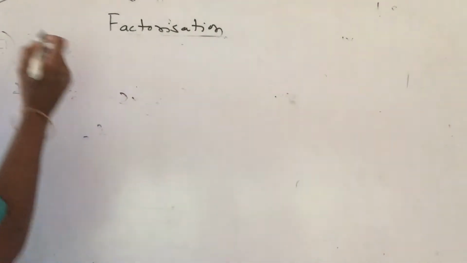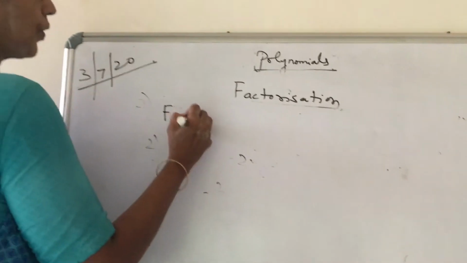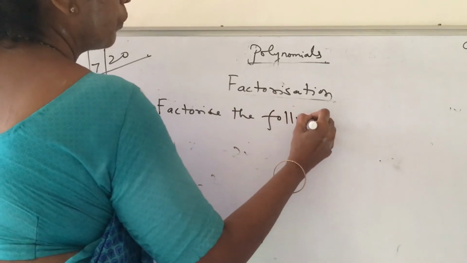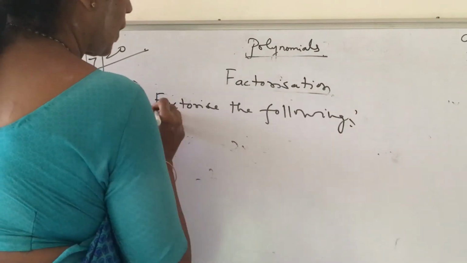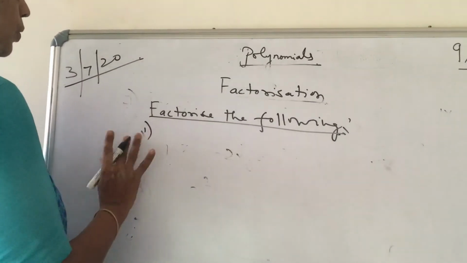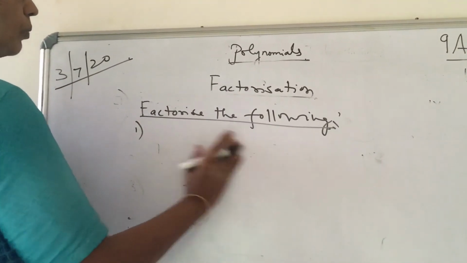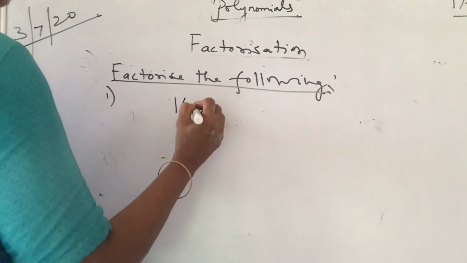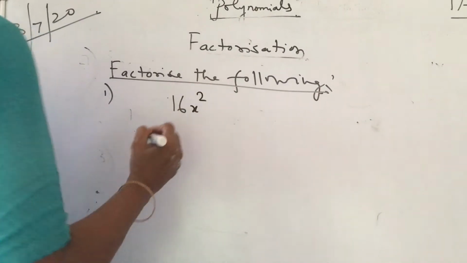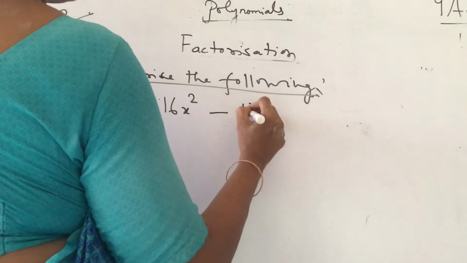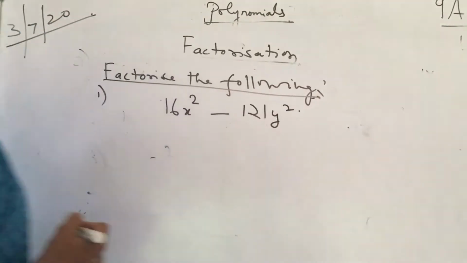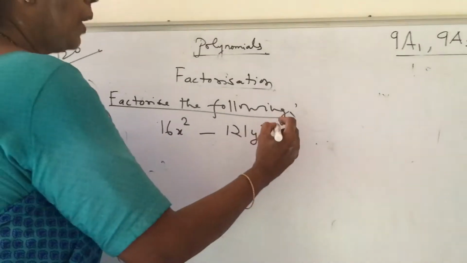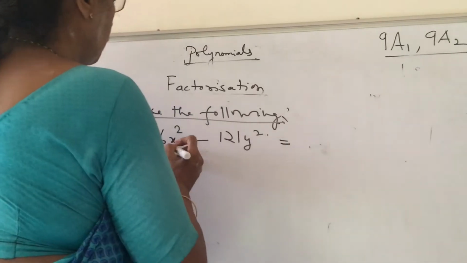The question is, children, factorize the following. First one. 16x squared minus 121y squared.